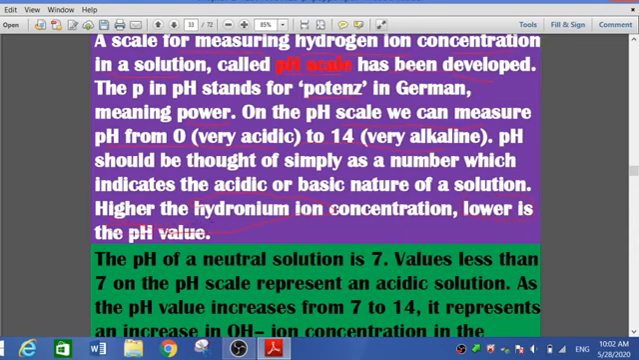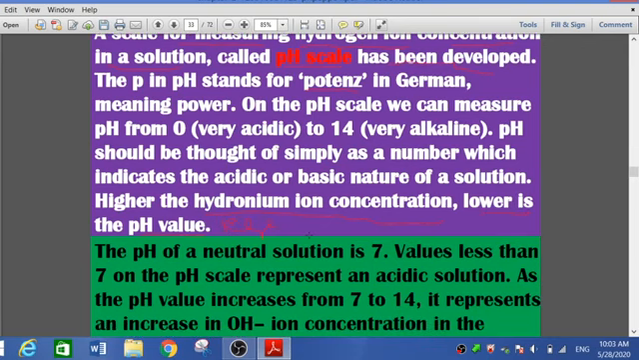It means if pH is equal to 1, then the concentration of H3O plus is more. So the pH value is lower, because the range is from 1 to 7. This is the important step: hydrogen ion concentration more, pH value less. Now we have to understand with this: pH of neutral solution is 7.